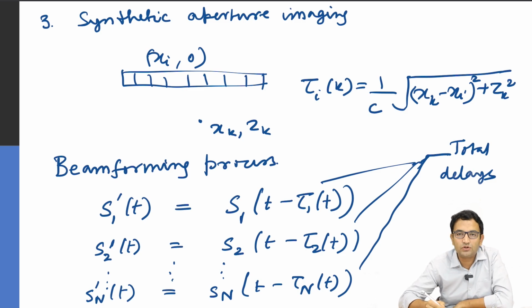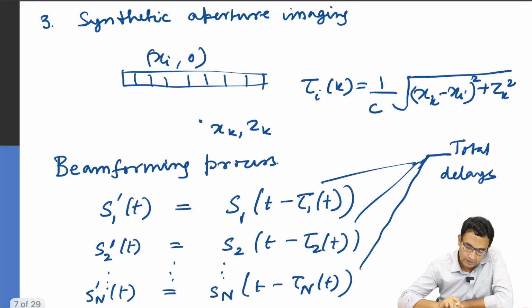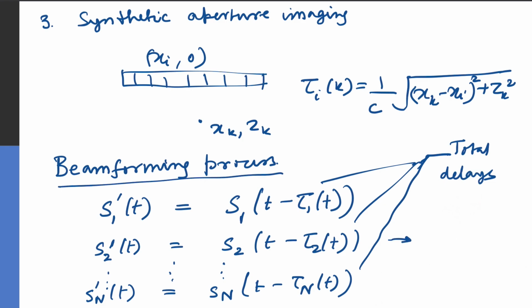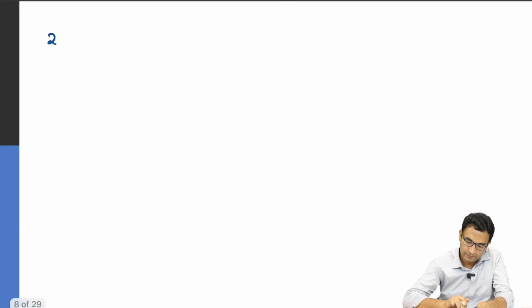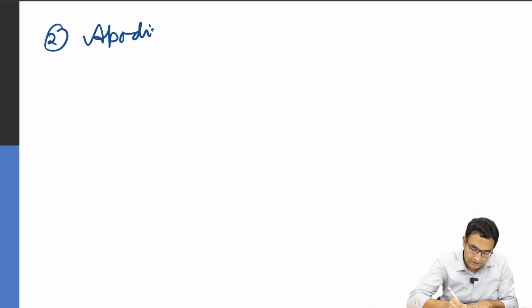And once you put in these total delays, it will have the effect of bringing the signals in phase, and when you sum them up, it will give the maximum possible signal. So the first step, like I said, is what I call delay estimation. Okay, this is the first step. Then the second step will be apodization.